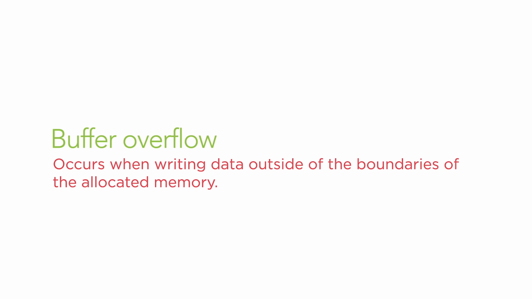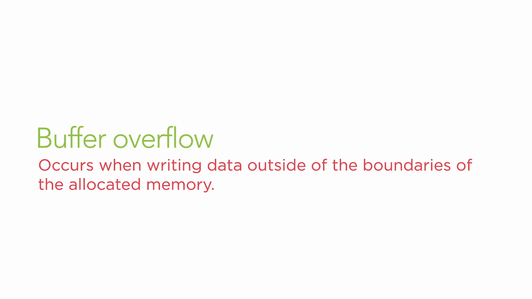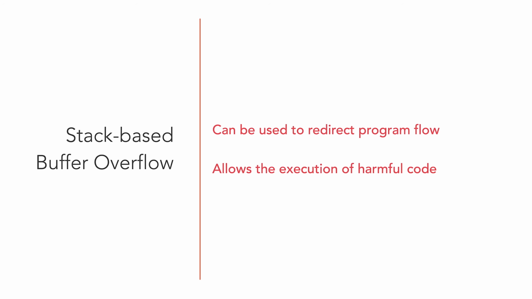A buffer overflow occurs when a program writes more data to a buffer than it was designed to hold, which can lead to crashes or exploitable security vulnerabilities. Buffer overflows can happen on the stack, heap, or in a memory-mapped file. Stack-based buffer overflows can be exploited to override the return address on the stack. This would enable an attacker to redirect the program flow to execute their own malicious code.